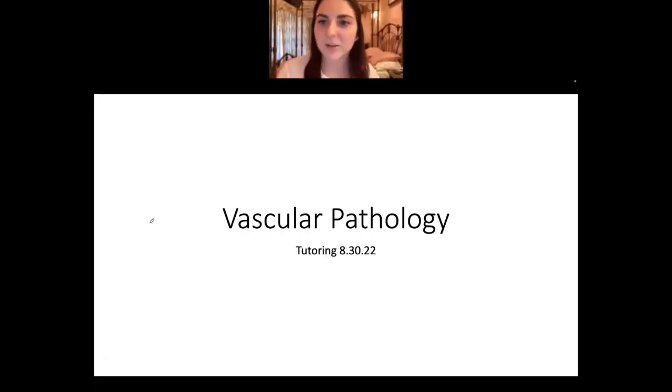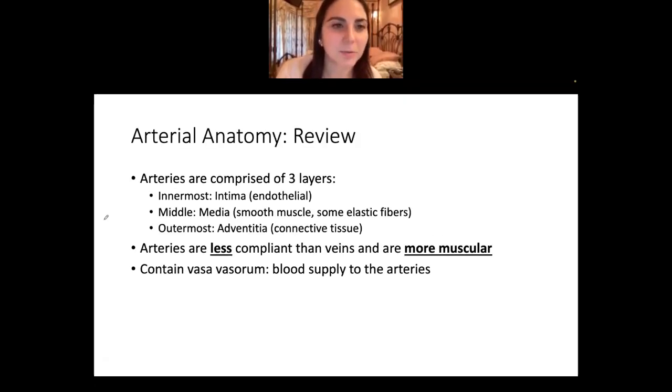All right. Vascular path. I'm pretty sure this is one with questions, but we'll see. Okay. So I wanted to first go into the anatomy of an artery.